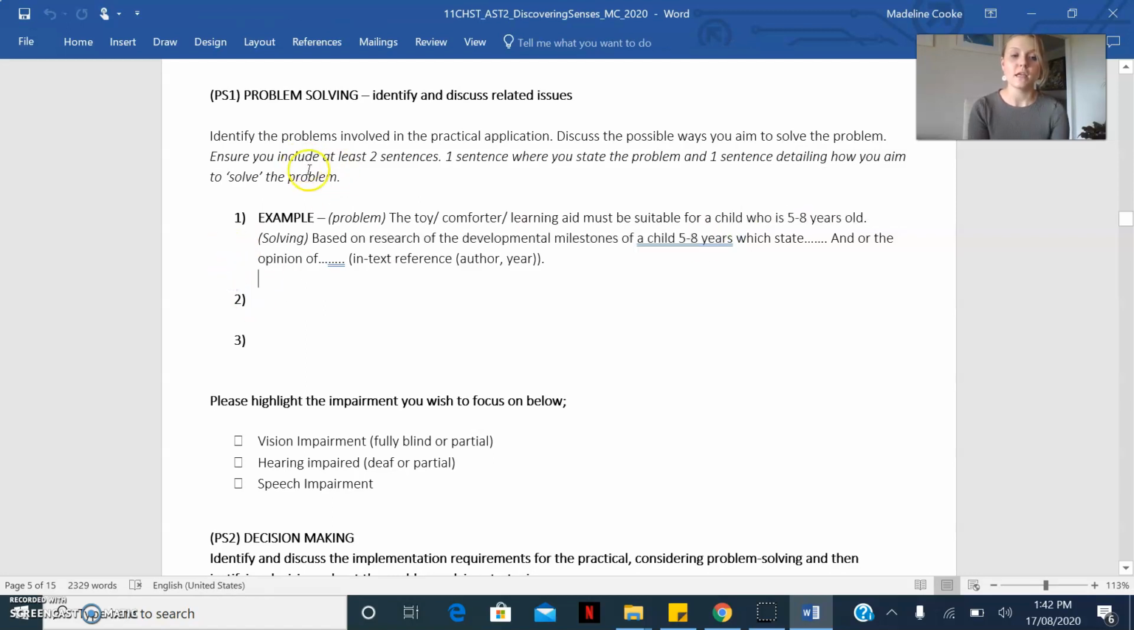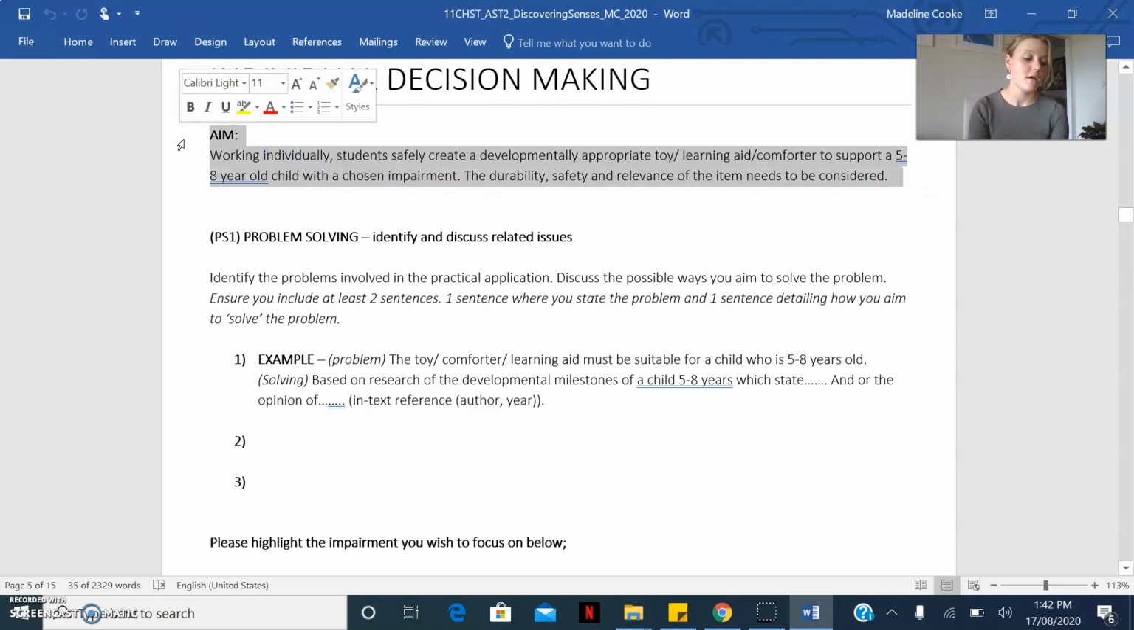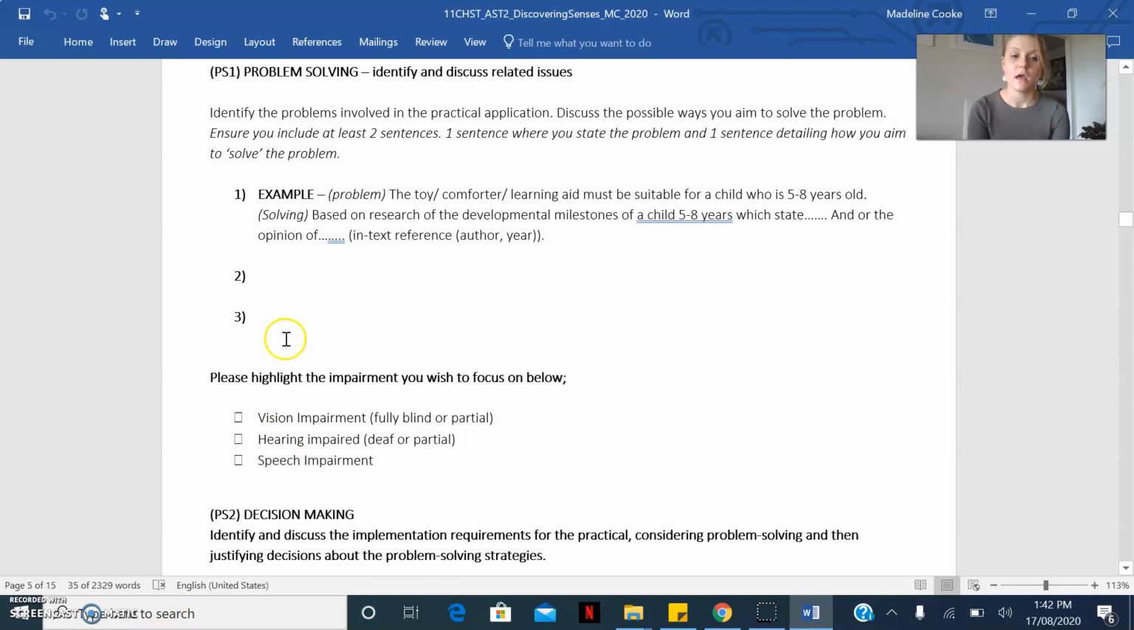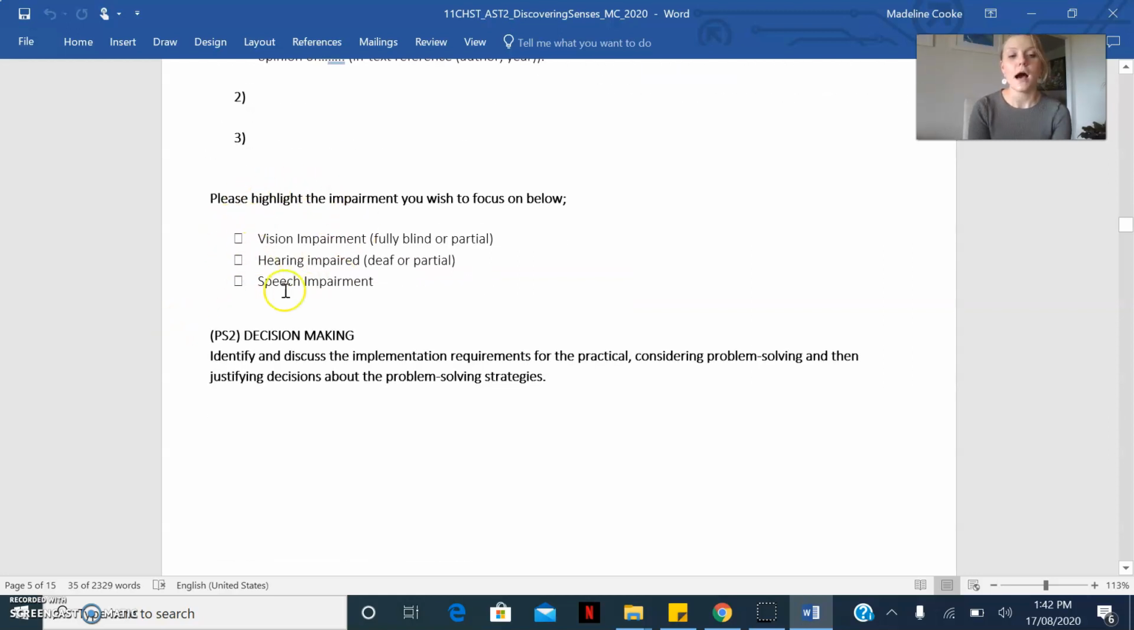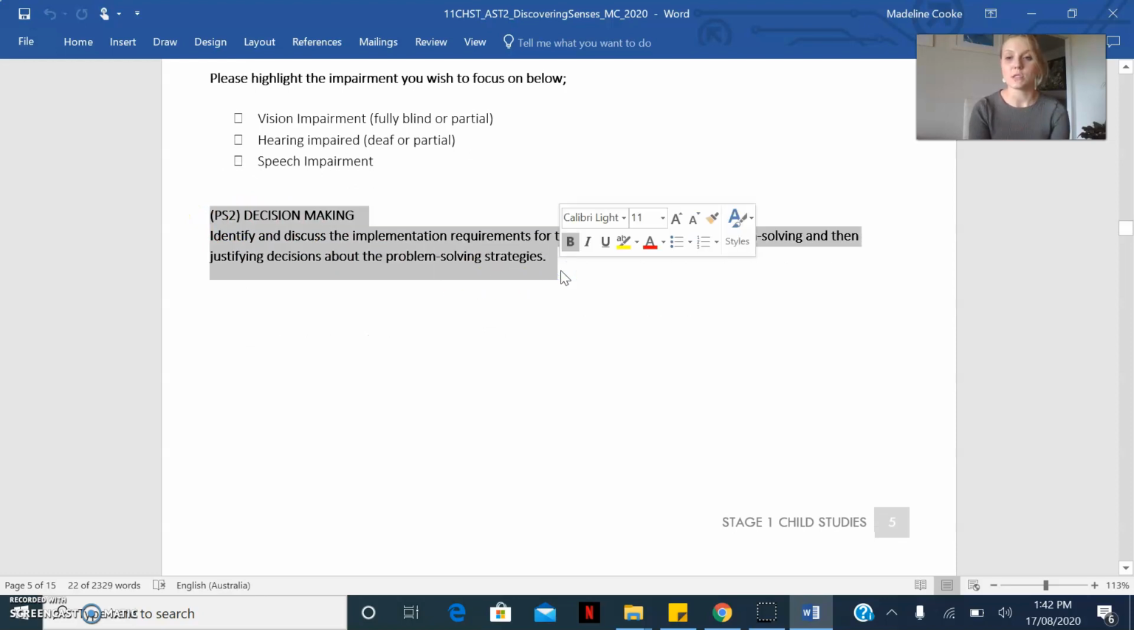Okay, within this aim up here, there are 3 or 4 different issues, different problems that you can highlight down here. Now, I've given an example, so I would at least like 2 more, if not a 3rd one, just from you. Now, you're going to highlight the impairment that you wish to focus on, just so that we know for the assignment.